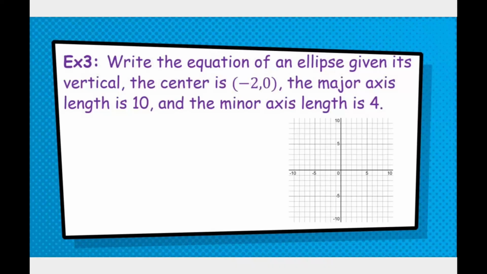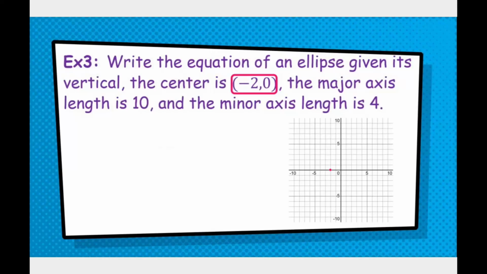All right, let's write the equation of an ellipse given it's vertical. So I'm told that it's vertical. I'm told the center. I'm told the major axis length is 10 and the minor axis length is 4. So let's go ahead and start here. I'm going to start by graphing this. So I have negative 2, 0.